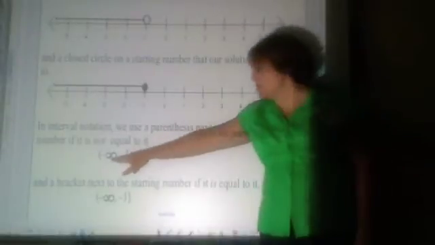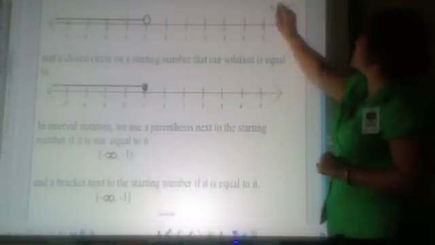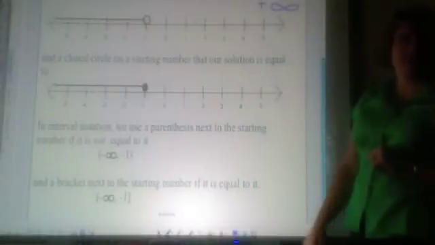Now, does anybody know what this symbol is? Infinity. What does infinity mean? Goes on forever. If we're going to the right forever, this is positive infinity. If you're going to the left forever, this is negative infinity. That's not confusing, okay? Now, when we're writing in interval notation, the order that you put these things in is very important because we want to think in terms of from left to right, just like we're reading.